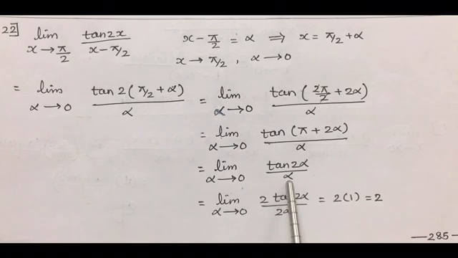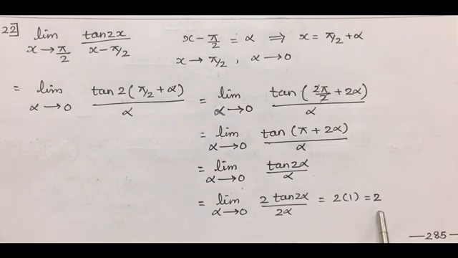To bring 2 alpha there, we'll multiply as well as divide by 2. So we'll get here 2 tan 2 alpha divided by 2 alpha. Now tan 2 alpha divided by 2 alpha will be equal to 1 because alpha is tending to 0. So 2 into 1, the answer is 2.